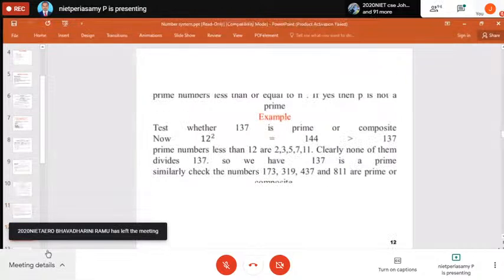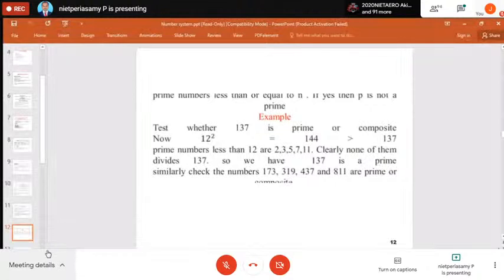Next, the prime number test. Suppose one number is given randomly, how do we check whether the given number is a prime number or a composite number?